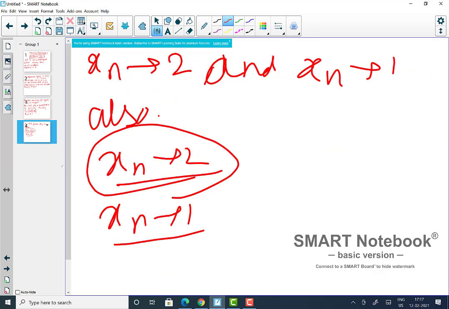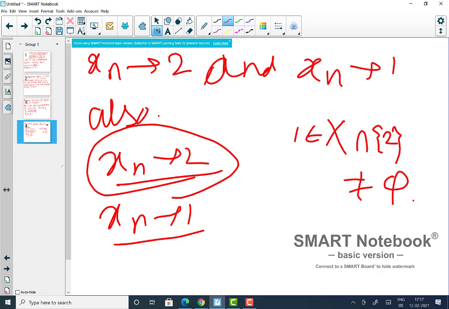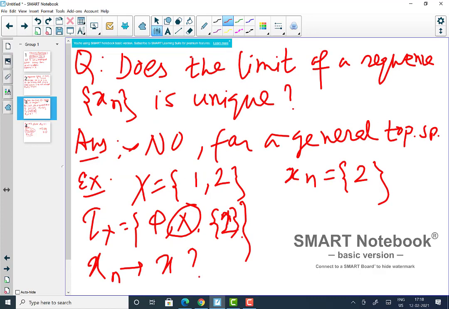So the neighborhood of 1, which is x, also contains 2, so the intersection is actually non-empty, right? And so your natural number n naught is actually the first one itself. When n is at least 1, then this intersection is non-empty, and hence 1 is also a limit of this sequence. Okay, yeah. So instead of 1, if I choose 2 here, or if I choose 1, then you can send the sequence to 1, and this is also fine. Okay, this is an example I just gave you to show that in a general topological space the limit may not be unique.